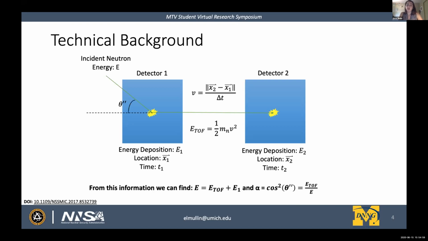So then using simple kinematics, we can solve for the velocity of this neutron and then calculate its time of flight energy using these equations in the middle. And if we add this time of flight energy to the energy deposited in the first detector, we can reconstruct the incident neutron energy. Additionally, we can calculate an opening angle or a cone, which you might have seen in presentations earlier today, using the time of flight energy over the incident energy. And once we have a bunch of cones that overlap, we can determine where this neutron source is.